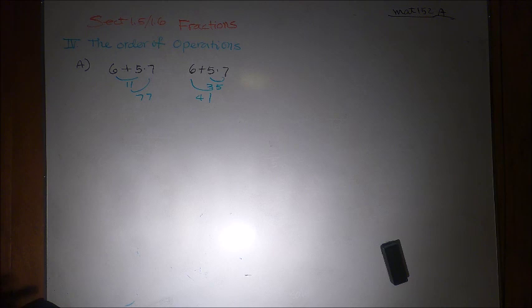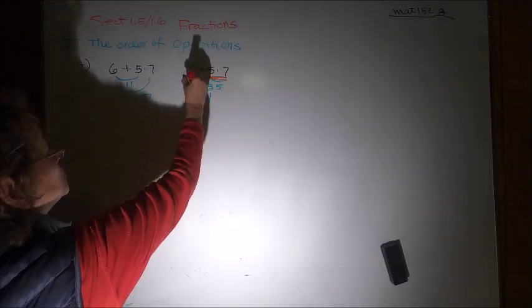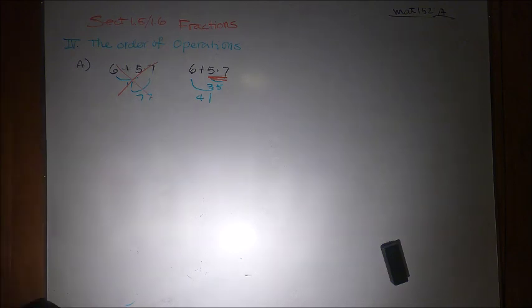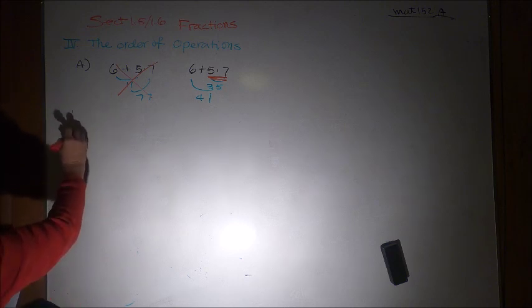So we have to decide which way we need to do. For math, we are going to do multiplication first, then do addition. So we don't do it this way. The sequence is this way, a certain way.